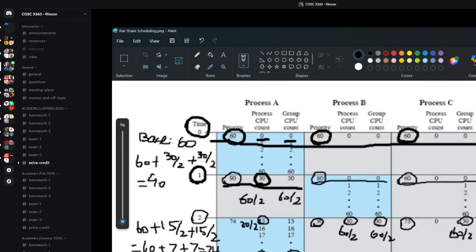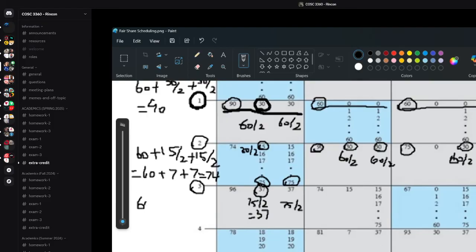The base priority is 60. So 60 plus 37 divided by 2 plus 37 divided by 2, which should be 60 plus, I believe it's 18, right? Plus 18. And again, only integer divisions. So that's how you get this 96. And then you will repeat this process, so on and so forth for everything else. Yeah. Any questions about this?